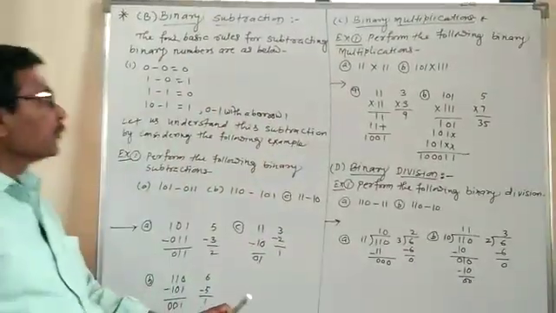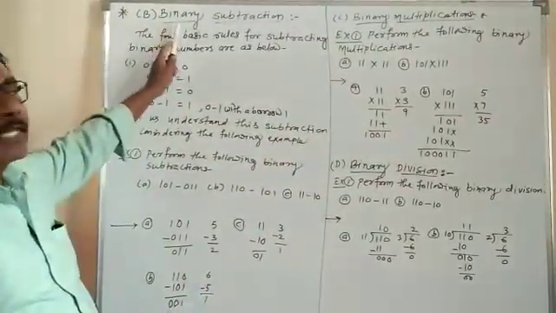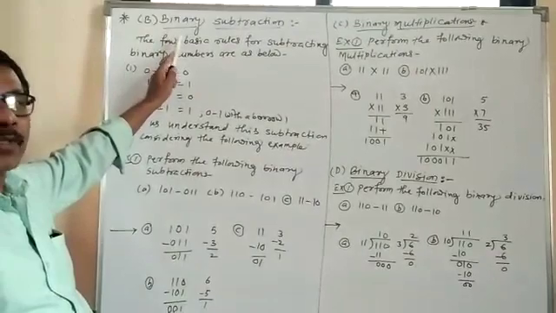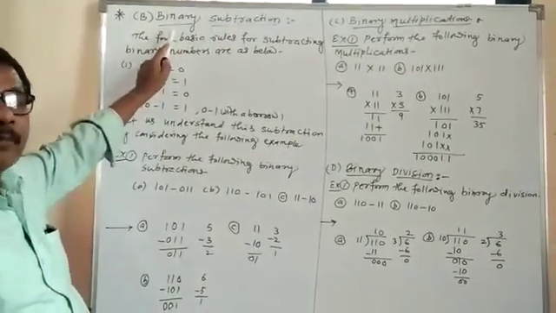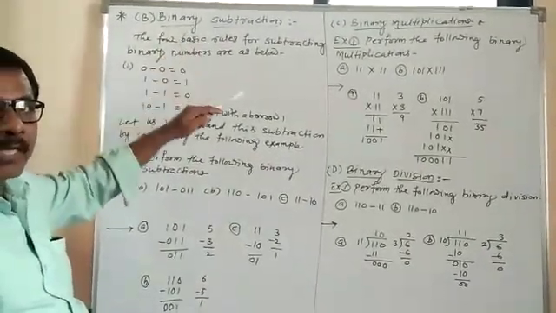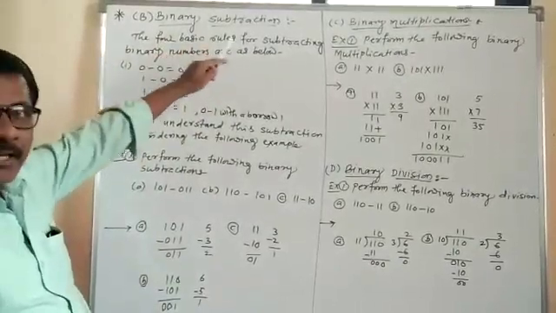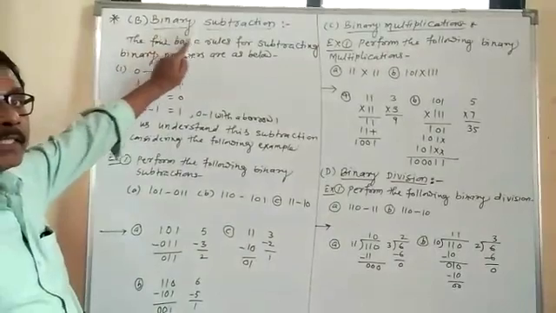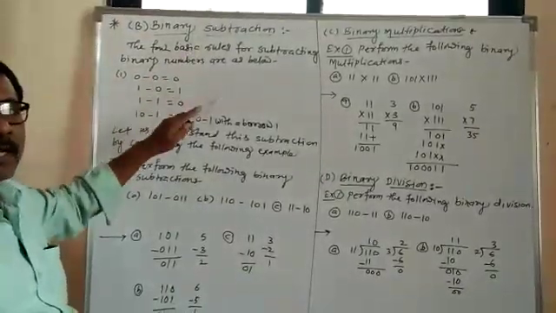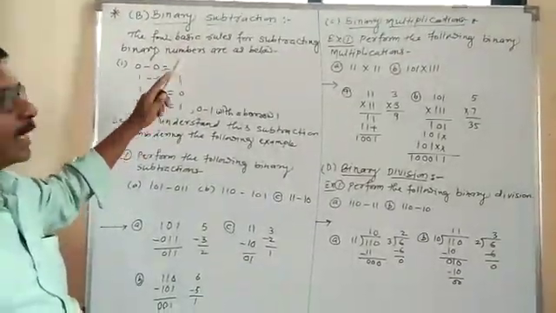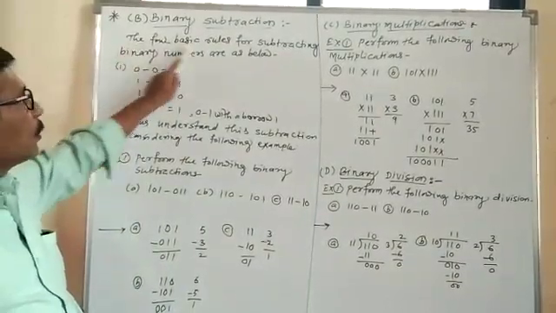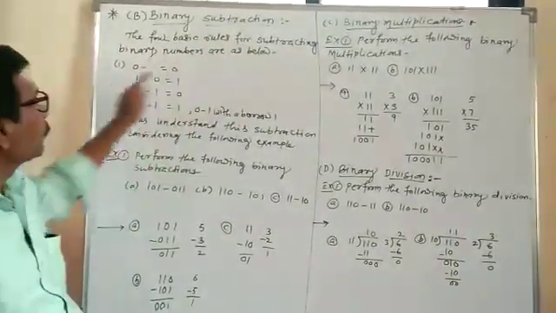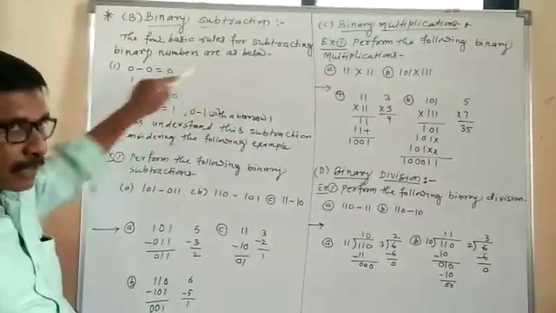Now in this video we shall see the next binary operation. In binary arithmetic, lastly we have seen binary addition. Now the next, number B, is binary subtraction. How are binary numbers subtracted from one another? The four basic rules for subtracting binary numbers are given below.